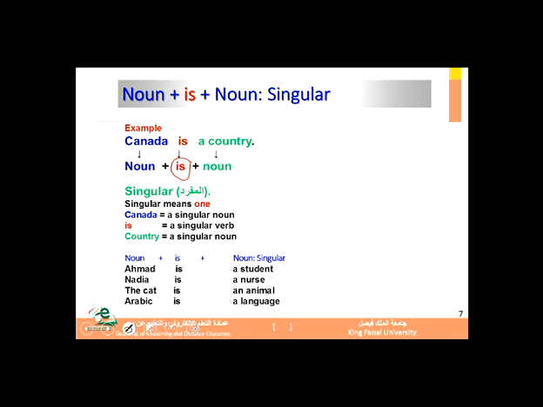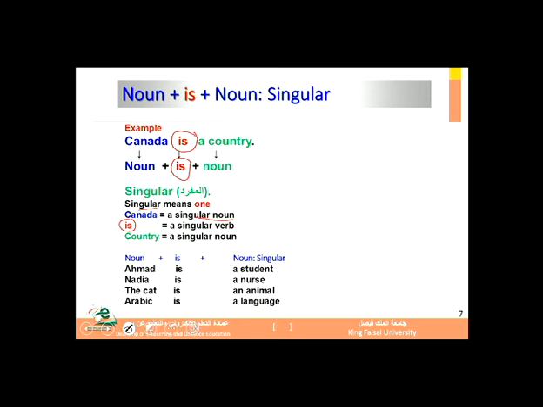Another example, the word singular means referring to only one, not to more than one, only one thing. Canada is a singular noun. It is not a plural, it is one single country. Is is a singular verb. So when you have a singular noun, the verb that you choose is also a singular verb. In other words, you have to have agreement between the subject and the verb. If you have a plural noun, you have a plural verb. If you have a singular noun, you have a singular verb, and so on and so forth.